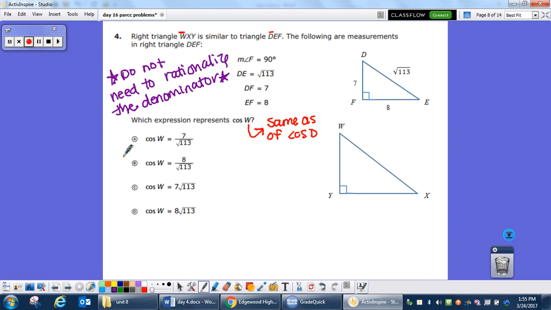Okay? So again, all you're going to do is look at angle D now, and if you find the cosine, which is adjacent over the hypotenuse, you found the cosine of W. So this should be a super duper easy problem for you. I will probably give you a point if you actually wrote down that it's going to be the same as cosine of D, and then I will give you a point for the right answer. So this is a 2-point problem.